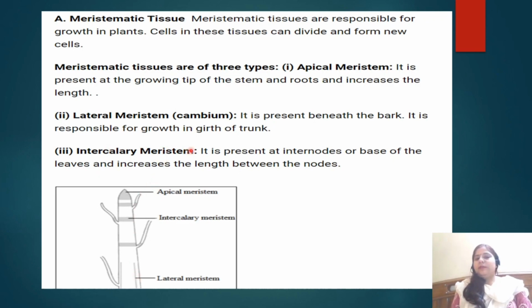Then intercalary meristematic tissue is present between the node and internode area. So this area is the nodal area. You can see in the plant at the base there is a swollen part. The area between the two nodes is called the internode area, and here also the intercalary meristematic tissue is present.